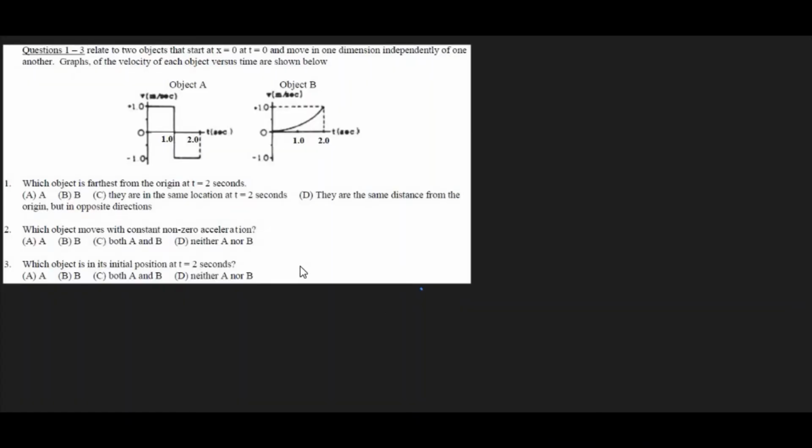So let's start with the first question. In the first question it is given that questions 1 to 3 relate to two objects that start at x equal to 0 at t equal to 0 and move in one dimension independently of one another. Graphs of the velocity of each object versus time are shown below. So here there are two objects whose motions are represented by velocity time graphs.